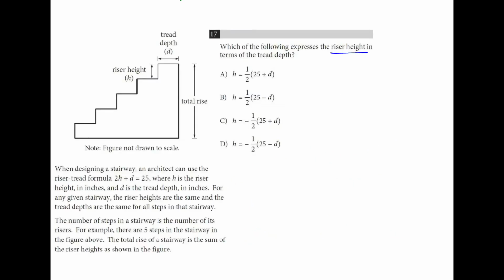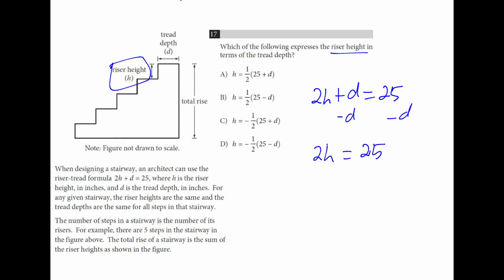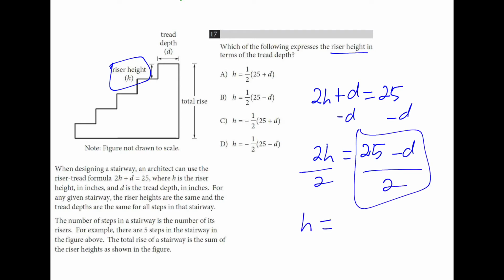Riser height in terms of the other variables. Riser height appears to be h. So let's solve the original equation for h. First thing we'll do is subtract d from both sides. 2h is equal to 25 minus d. Then we'll divide everything by 2. So h is equal to this.